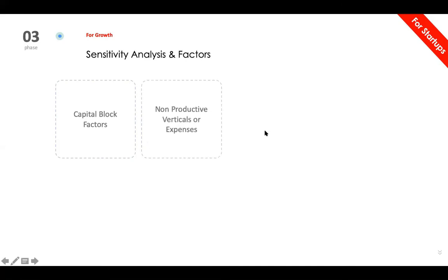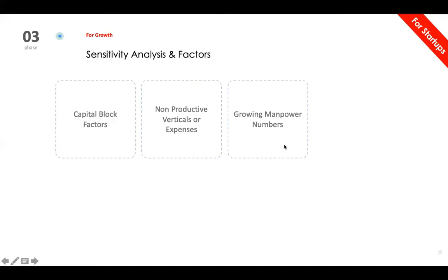And second is non-productive verticals or expenses. You should know which verticals and expenses in your company are really burning you. अगर जहाँ जहाँ आपको कमियाँ लगी हैं और आपको पता ही नहीं है, that is something which you should know, and that is the principal responsibility of any founder and promoter.